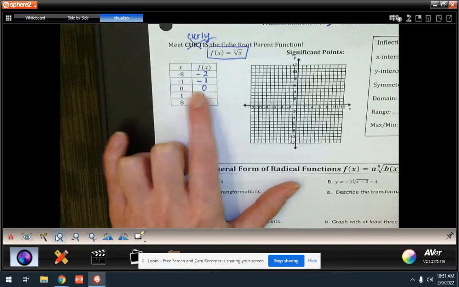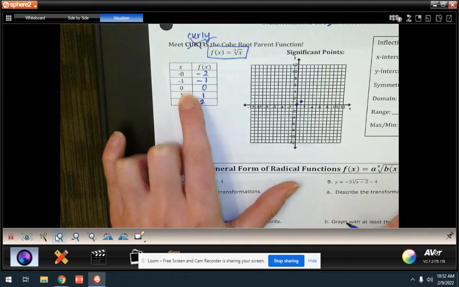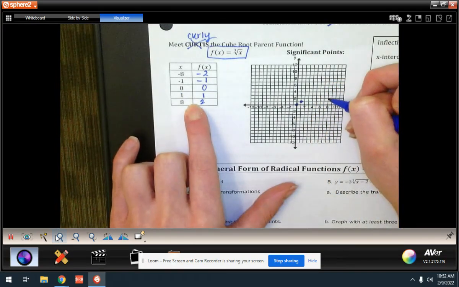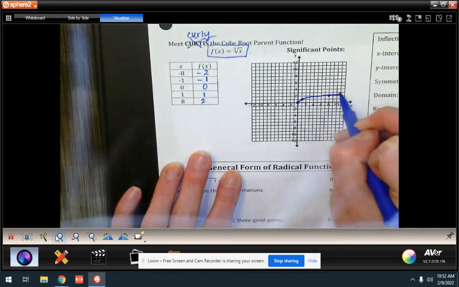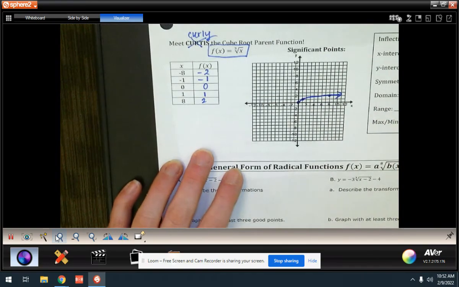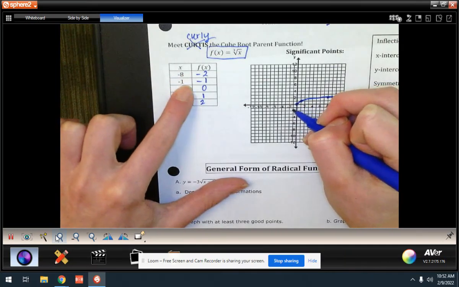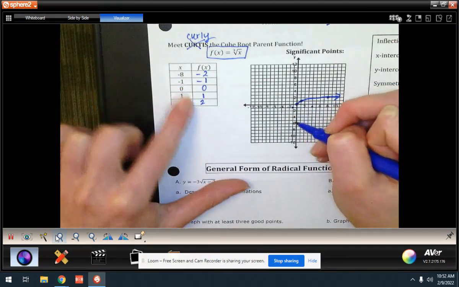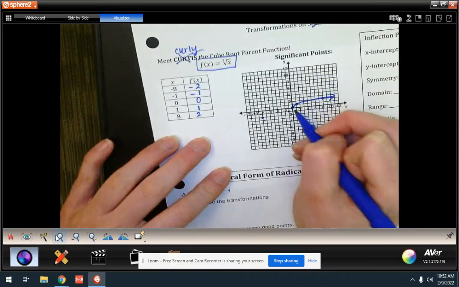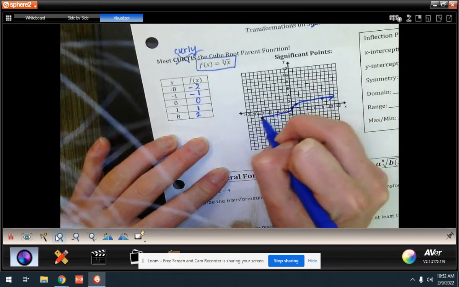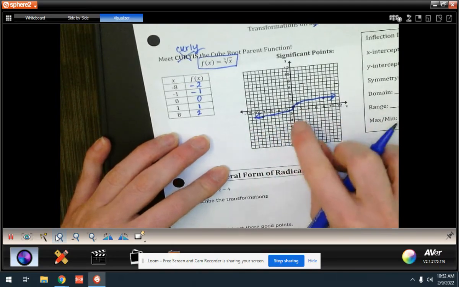Okay, so when I plug in these points, we still have 0, 0, and 1, 1 on our graph. But then we have 8, 2. And so this function goes up to the right, kind of like square root does. But now we have these other points on the other side. We have -1, -1, and -8, -2. So it's kind of like we have two square roots, one in the normal position and then one reflected on the other side.